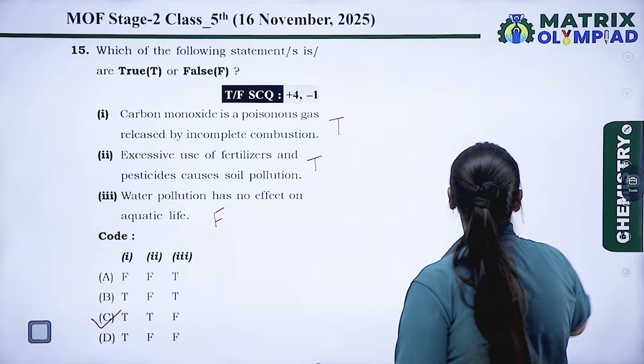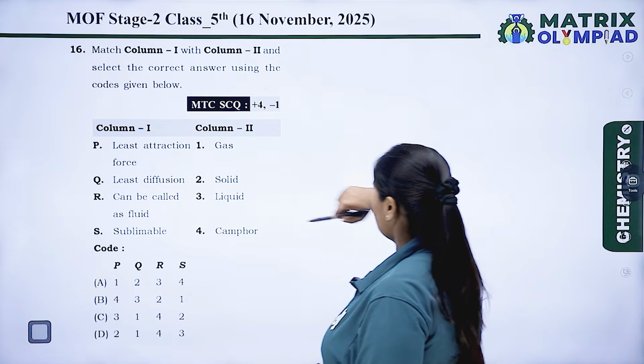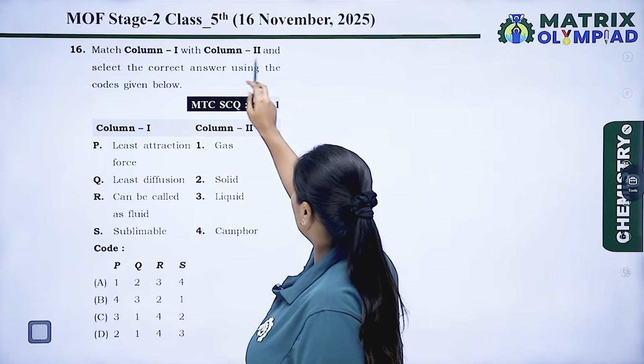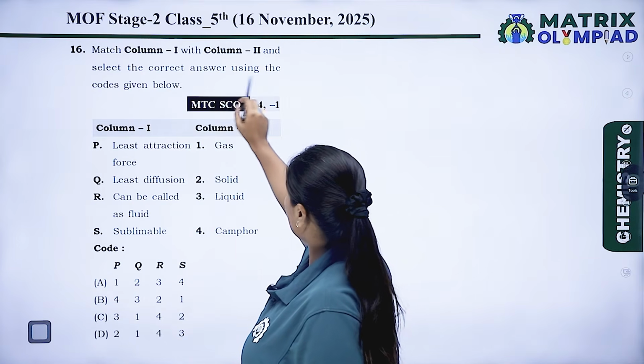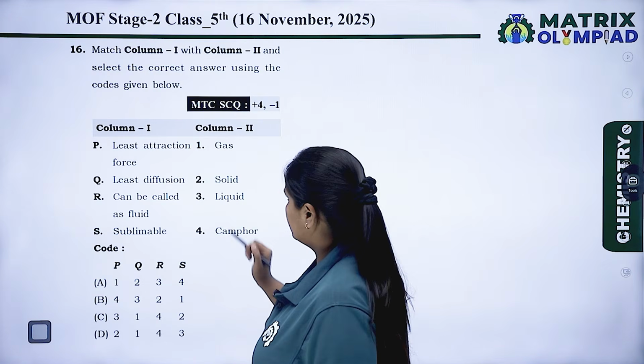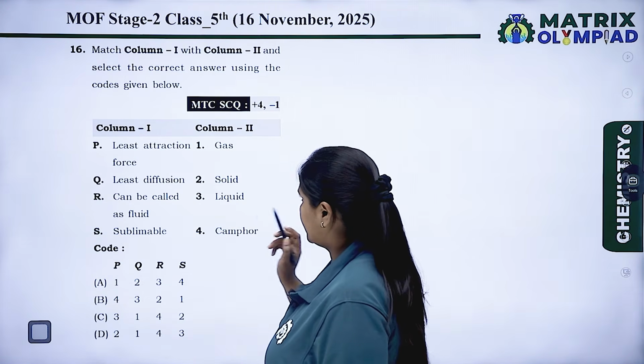Now come to the next. Match column 1 and column 2 and select the correct answer using the codes given below. So we have column first and column second.